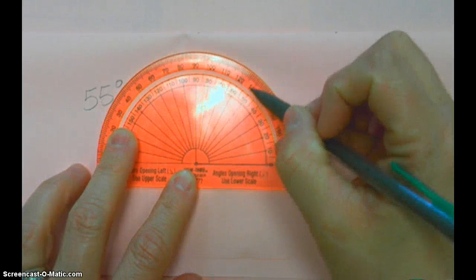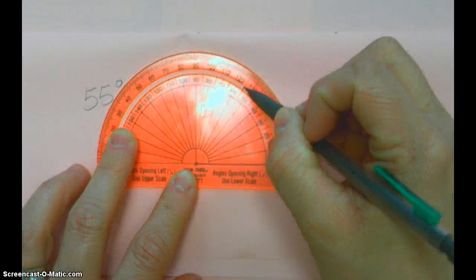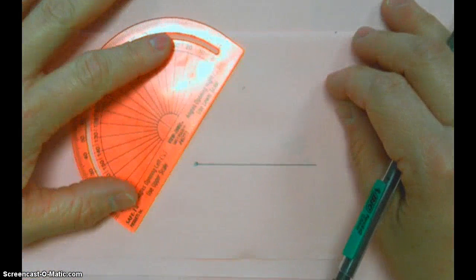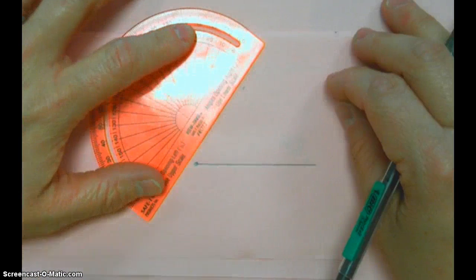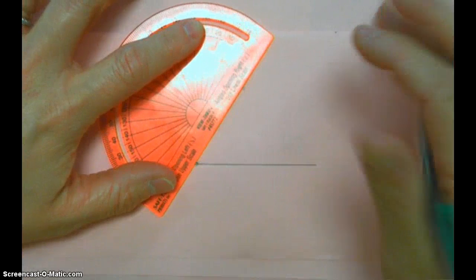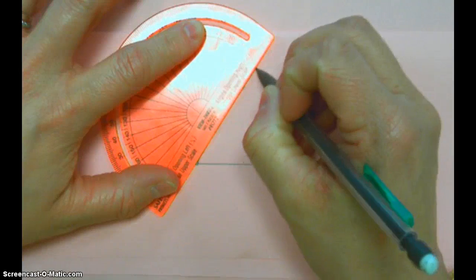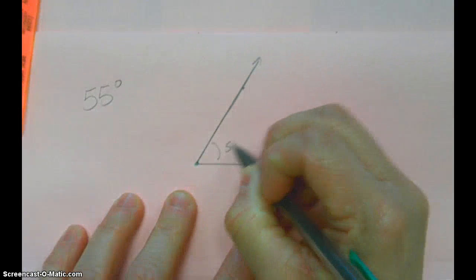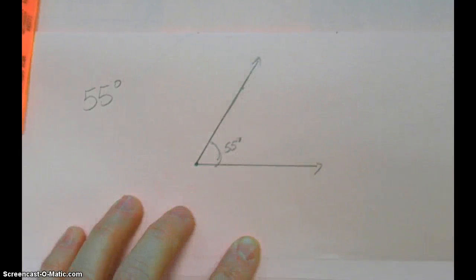I'm going to go up to 55 degrees, put a little mark in there at 55 degrees. Use the straight edge of my protractor to connect the vertex with that 55-degree mark that I made. And there's my 55-degree angle.